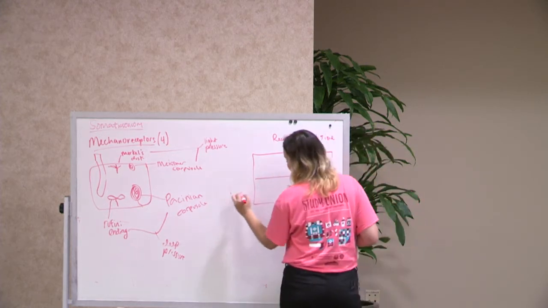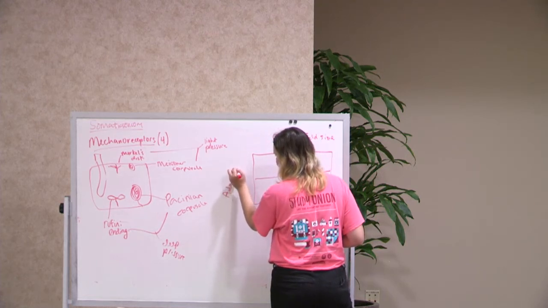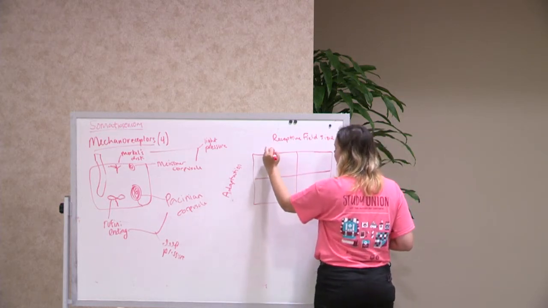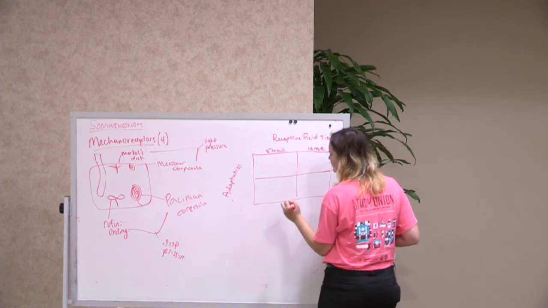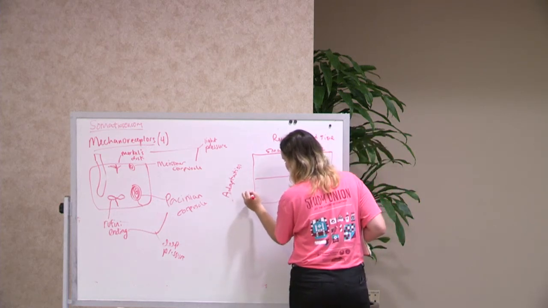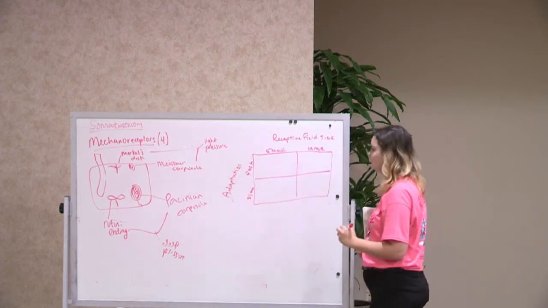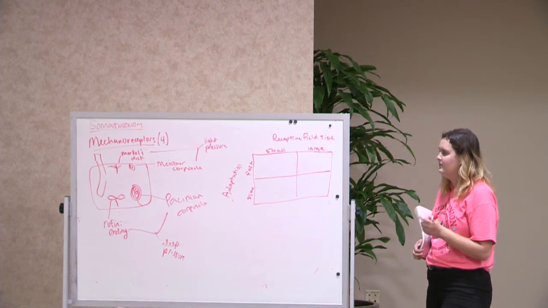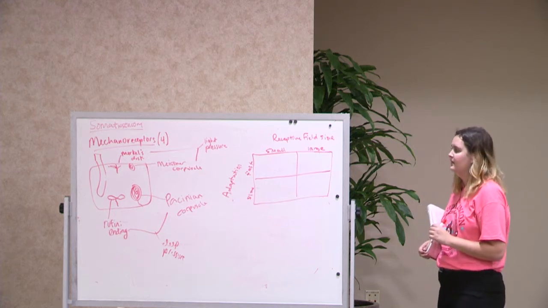And then over here we have adaptation. We have small receptive field size, large receptive field size. We have slow adaptation and fast adaptation. So if you can just label that, and then I'll teach you a little way to help remember which mechanoreceptors go in which box. But that's just the gist of the labeling.